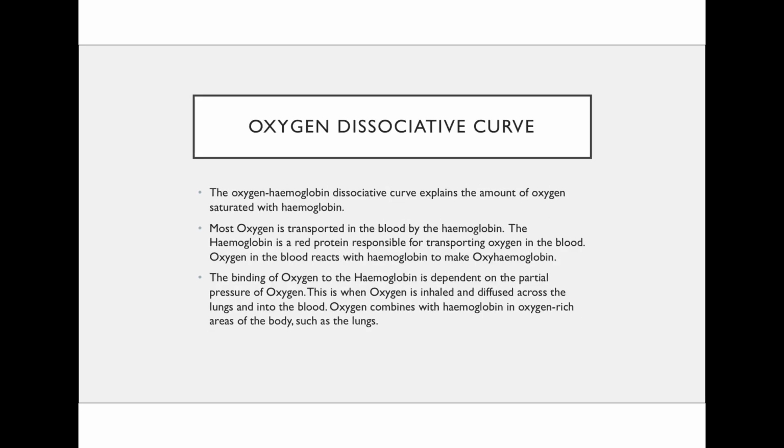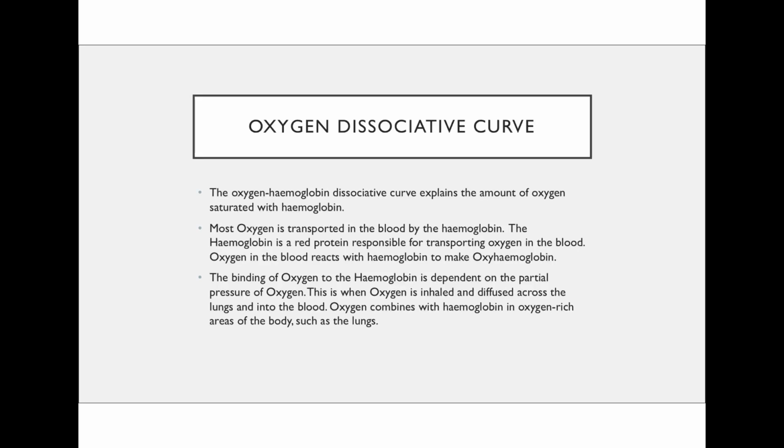Oxygen dissociation curve. The oxygen-hemoglobin dissociation curve explains the amount of oxygen saturated within the hemoglobin. Most oxygen is transported in the blood by the hemoglobin. The hemoglobin is a red protein responsible for transporting oxygen in the blood. Oxygen in the blood reacts with the hemoglobin to make oxyhemoglobin. The binding of oxygen to the hemoglobin is dependent on the partial pressure of oxygen. This is when oxygen is inhaled and diffused across the lungs and into the body.